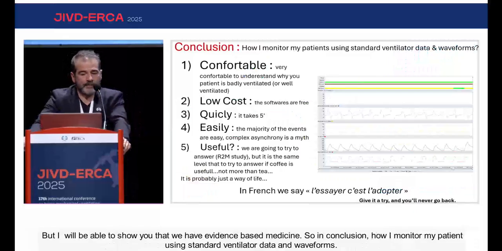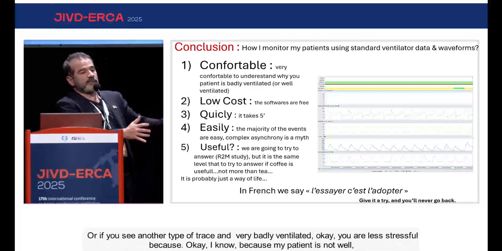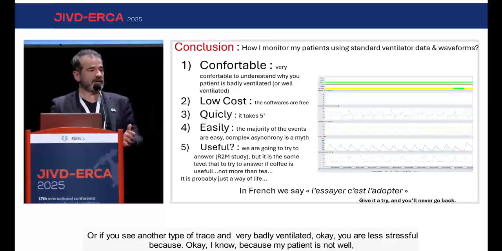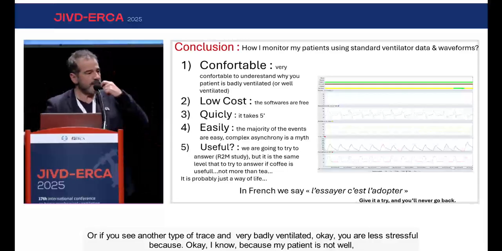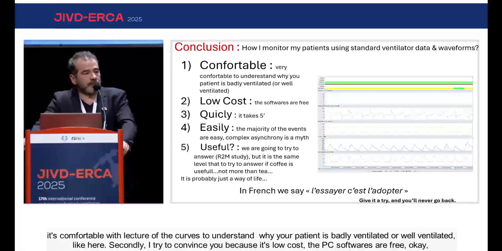So in conclusion, how I monitor my patient using standard ventilator data and waveforms: first of all, it's comfortable. When you have a patient and you see this type of trace on the right, you are happy, you feel good because you think, okay, my patient is well ventilated. Or if you see another type of trace and very badly ventilated, okay, you are less stressed because I know my patient is not well. It's comfortable with reading of the curves to understand why your patient is badly ventilated or well ventilated, like here.